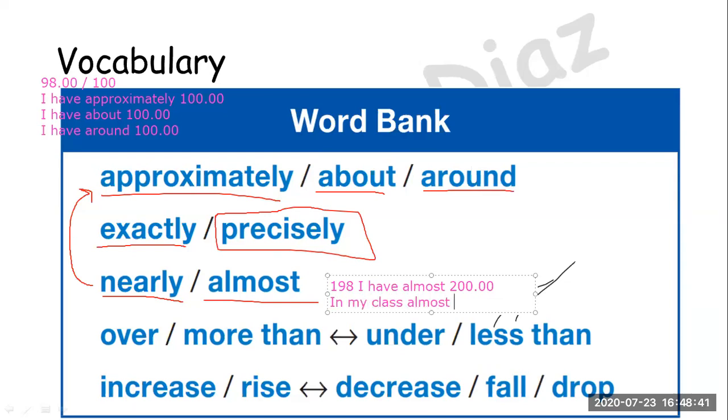In my class, almost all the students took the exam. If I say that, imagine that I have 29 students, right? And if I say almost all the students, maybe 25 students took the exam, okay? Because they weren't all, but almost all of them took the exam, right?